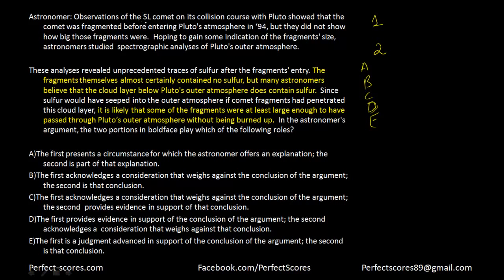Astronomer says, observations of the SL comet on its collision course with Pluto showed that the comet was fragmented before entering Pluto's atmosphere in '94. That means the comet was fragmented before entering Pluto's atmosphere. But they did not show how big those fragments were. Hoping to gain some indication of the fragment size, astronomers studied spectrographic analysis of the outer atmosphere. So to look at the size of these fragments, some analysis was carried out.